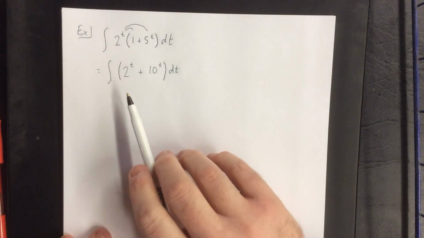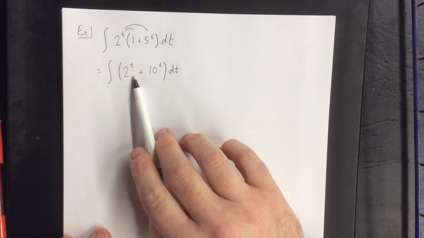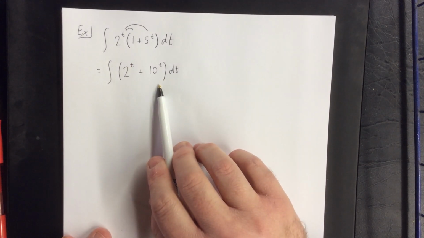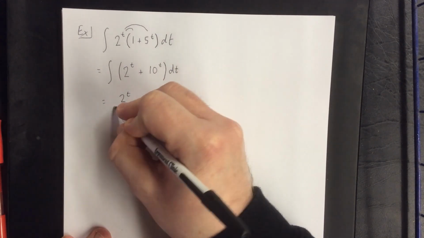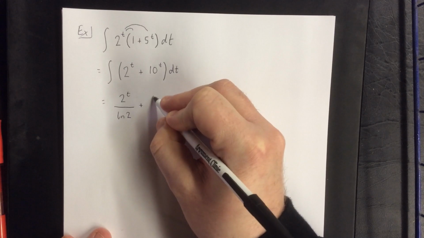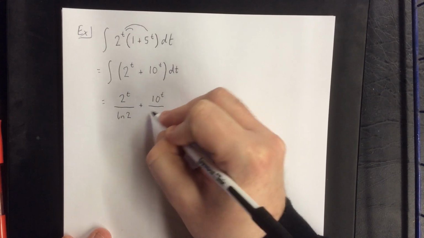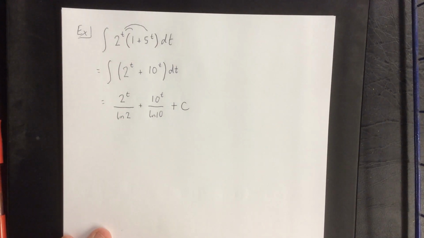Now, the rule for antiderivatives for exponentials, like we have here, is it'll be the same exponential, but divided by the natural log of its base. So for 2 to the t, that'll be 2 to the t divided by the natural log of 2. For 10 to the t, that'll be 10 to the t divided by the natural log of 10. Once you make it to this point, tag on a plus c, and you are set.